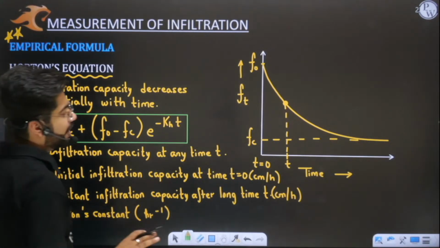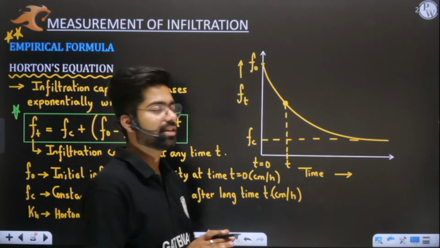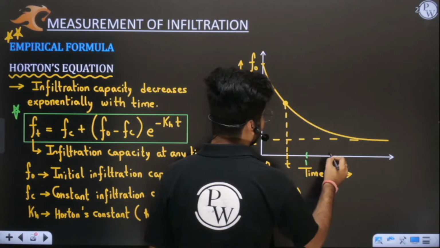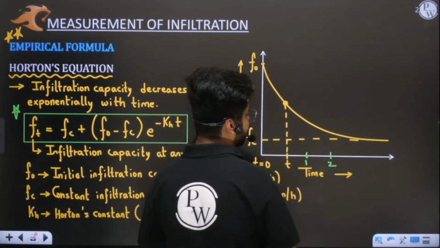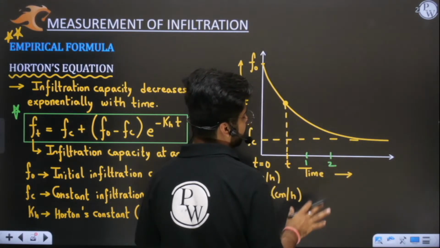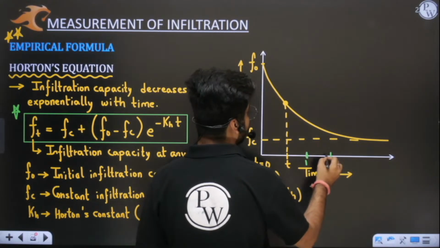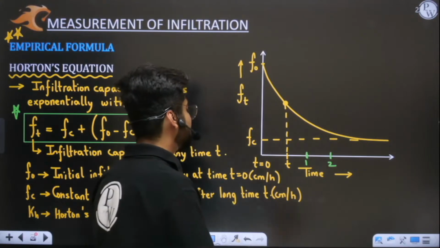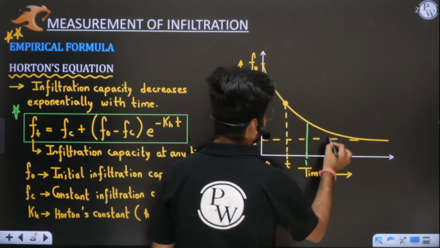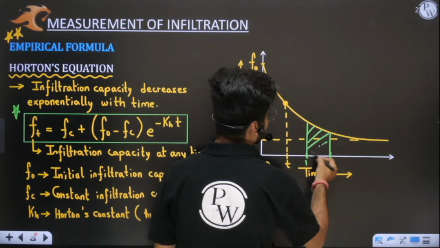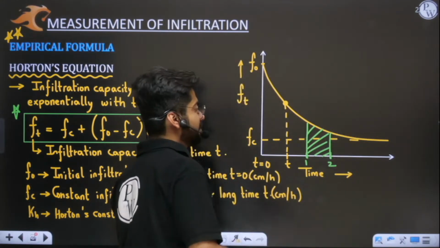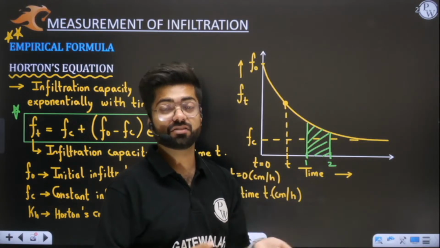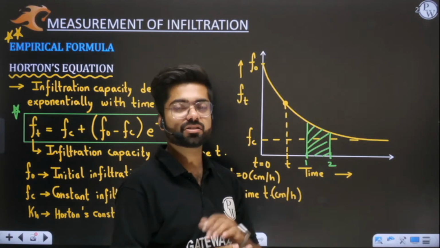Now in the question they are saying: find how much infiltration has taken place from 1 hour to 2 hours. They are saying, tell me how much total infiltration has happened between 1 hour and 2 hours. So what I will say, sir, I will simply integrate and find the area under this curve, so that I get the total infiltration which has taken place during this duration.